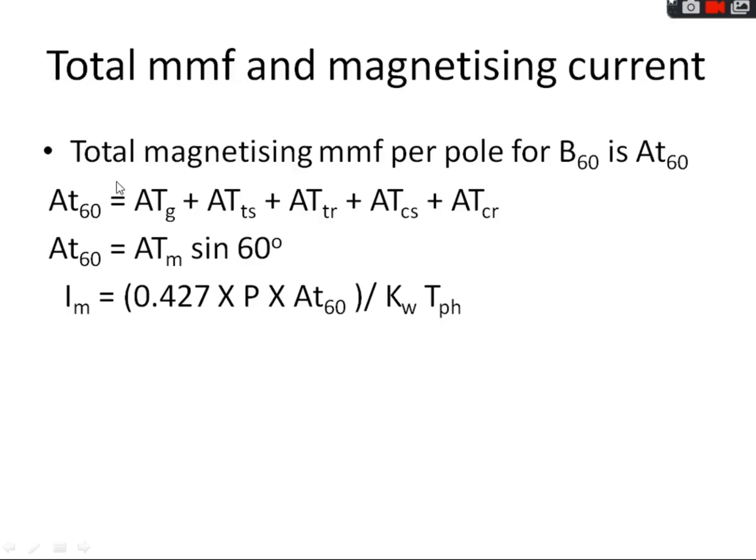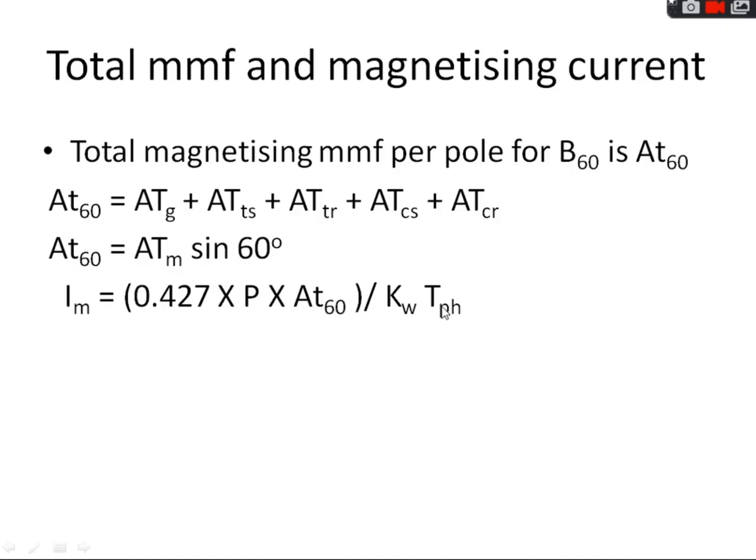Once we obtain all these, the total magnetizing MMF per pole, AT60, can be calculated. AT60 is the sum of the ampere turns for the air gap, the stator teeth, the stator core, the rotor teeth, and the rotor core. Once we get the total ampere turns, we can calculate the magnetizing current by the formula Im = 0.427 × p × AT60 / (kw × Th).